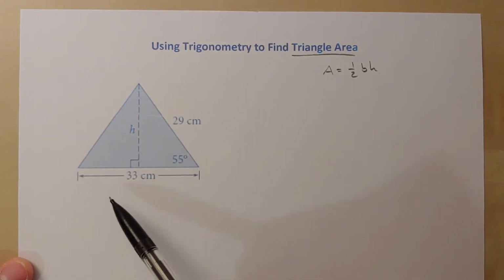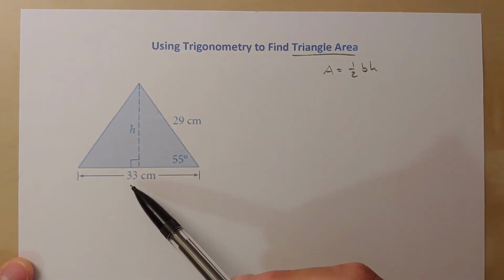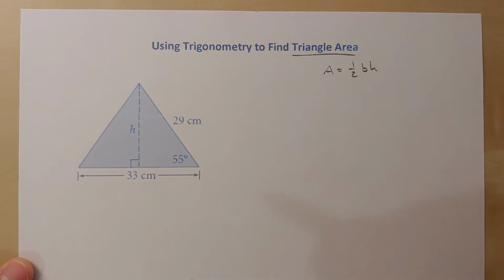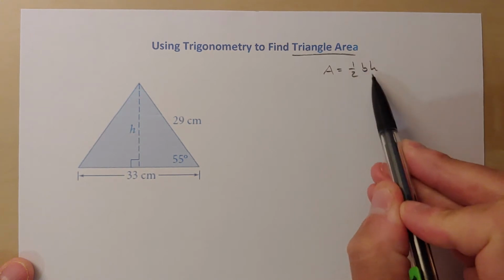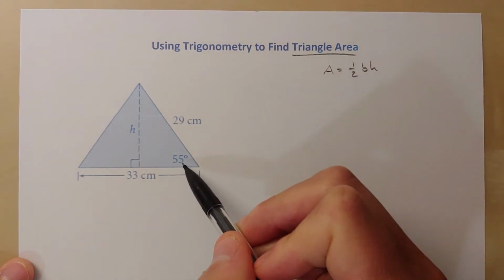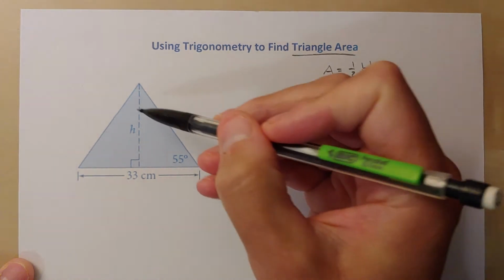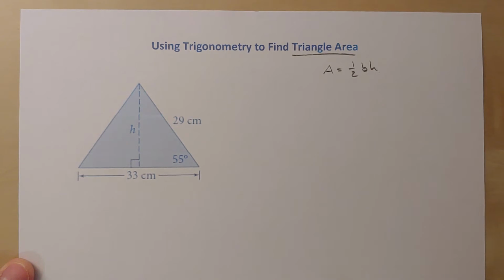So here I have a triangle where I'm given one side 29, I'm given another side 33, and the angle in between here is 55 degrees. And let's say I want to find the area of this triangle. Well, thinking about my area formula that I already know, I would want to find the height of that triangle because I have the base here is 33. If I can figure out the height, then I can use this formula and I can find the area.